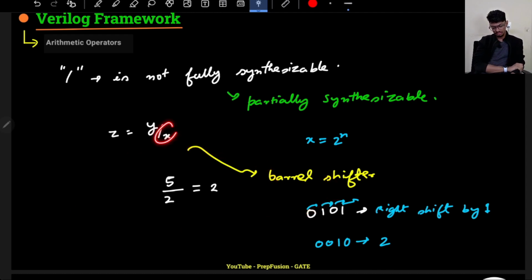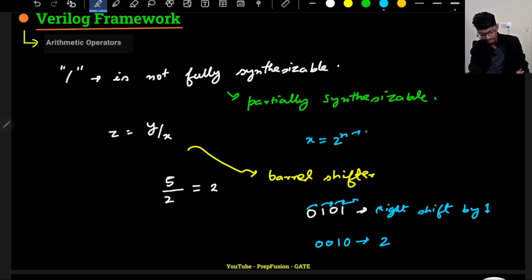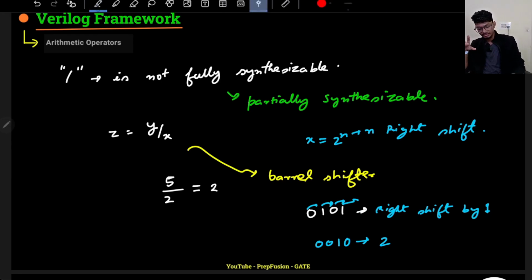If the divisor is a power of 2, then we can just do a right shift. If it is 2 raised to n, then I have to do n right shifts. What is right shift? Don't worry, I will come to that after a few minutes. Just understand that I am right shifting the bits. That is what I am doing.